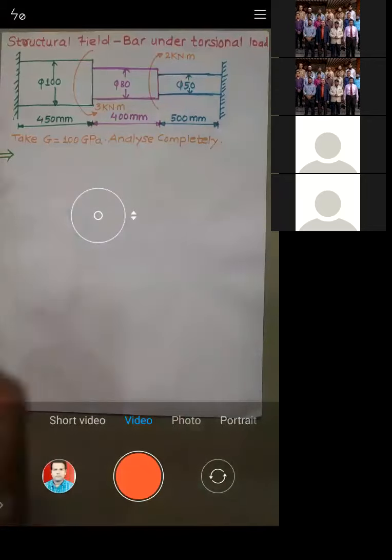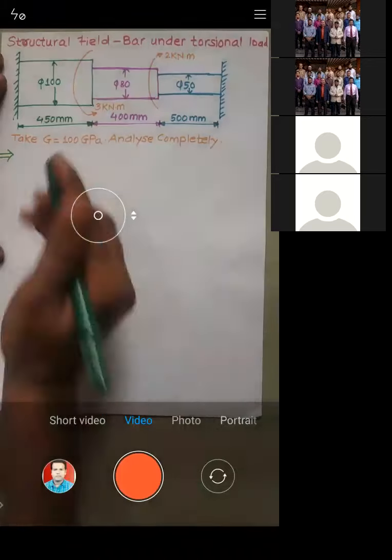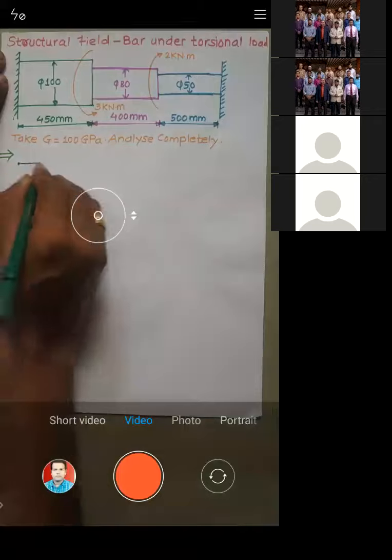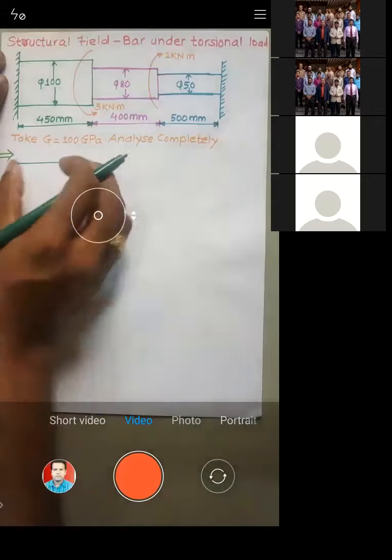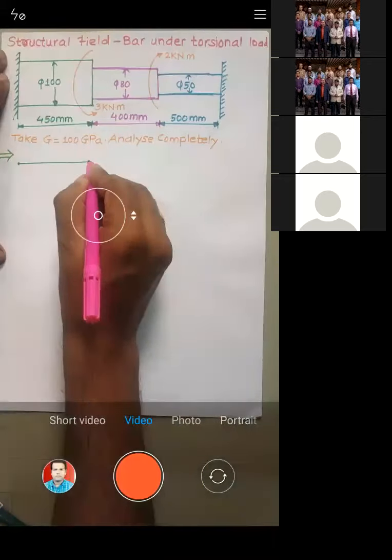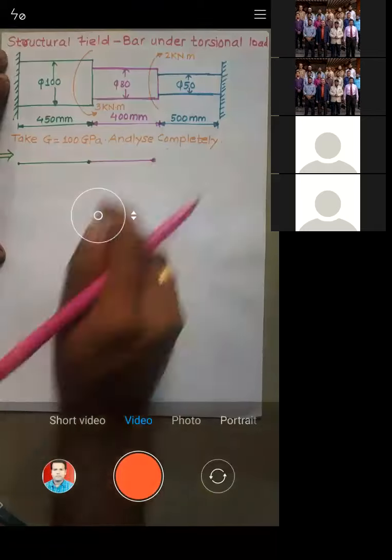So what I will do is, this particular bar I will be calling one element. This particular bar I will be calling one element. Then this particular bar I'll be calling one more element.